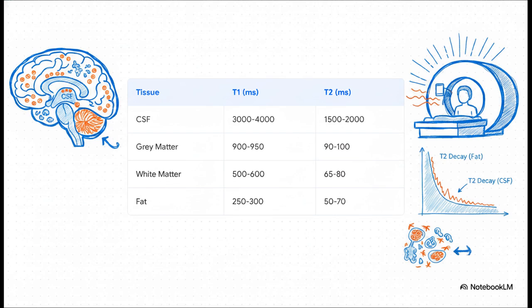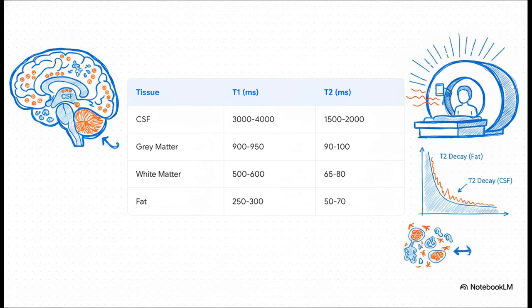They recover their energy super rapidly. But look at a fluid like cerebrospinal fluid, or CSF. Its molecules are spaced far apart, so its T1 recovery is incredibly slow, taking up to 4,000 milliseconds. T2 decay times vary right alongside them. By programming our scanner to emphasize either T1 or T2 relaxation, we're exploiting these exact biological differences.